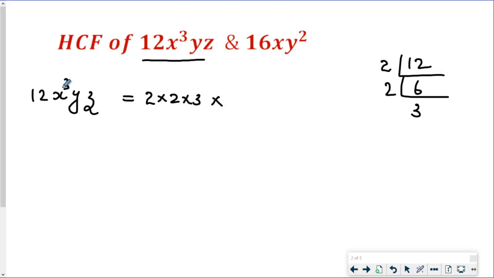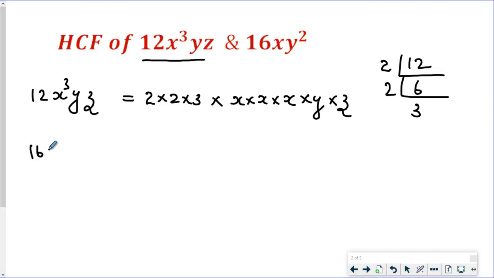Now x cube can be written as x into x into x. The power is 1 plus 1 plus 1, that is 3. Then y has no power, only 1. Then z has power 1, so only one z.